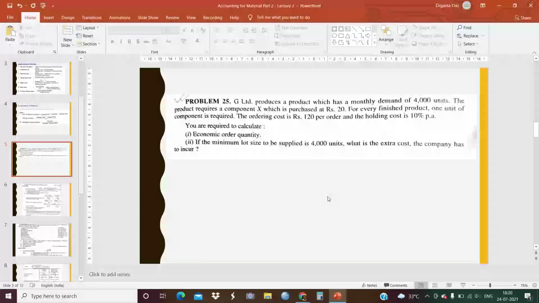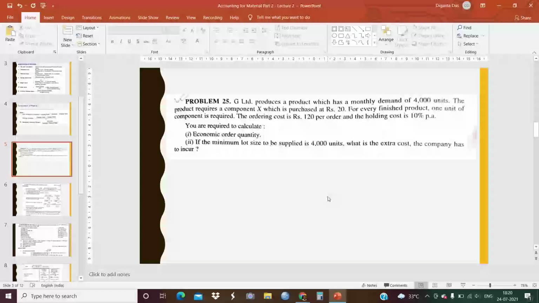Definitely at 4,000 units the company has to incur extra cost, because economic order quantity means where carrying cost and ordering cost are minimum. So what is the extra cost we should calculate? There are two conditions: if quantities are ordered at economic order quantity, and if quantities are ordered at 4,000 units. The difference of total cost. Now under material control, what will be the total cost?